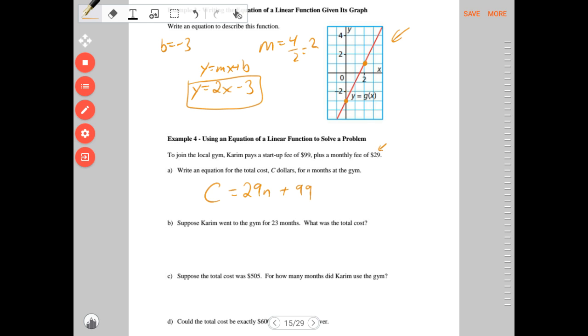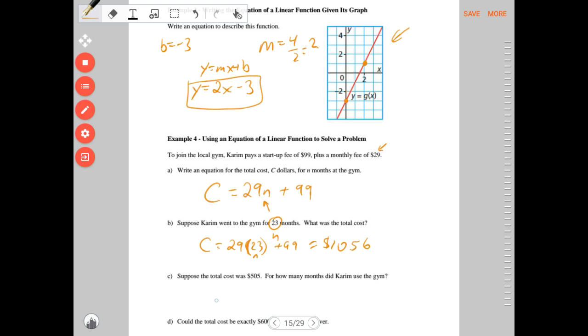Awesome. So suppose Kareem went to the gym for 23 months. What's the total cost? So this 23, that's an n, so we just put that into the n. So the cost would be 29 times 23. And did you guys see that when I substitute, I put the brackets in just so that I know this 23 was the n. Okay, and then plus 99. So when you type that into your calculator, you get 1,056. Okay, that's it for B.